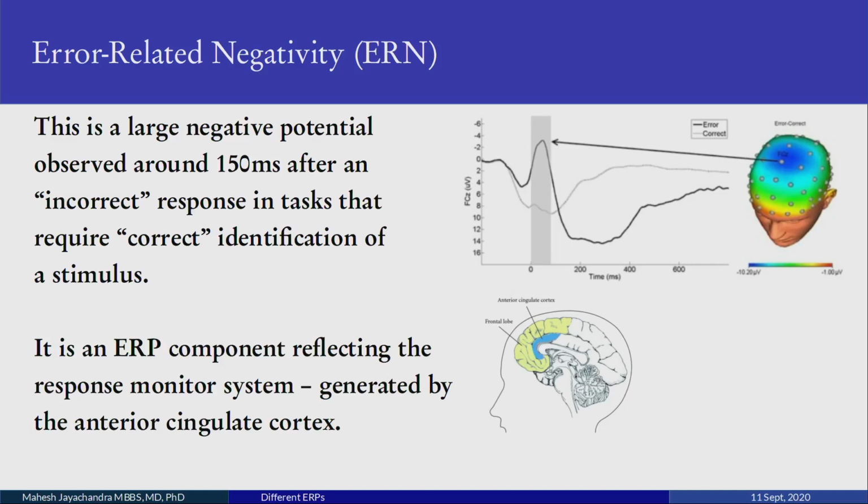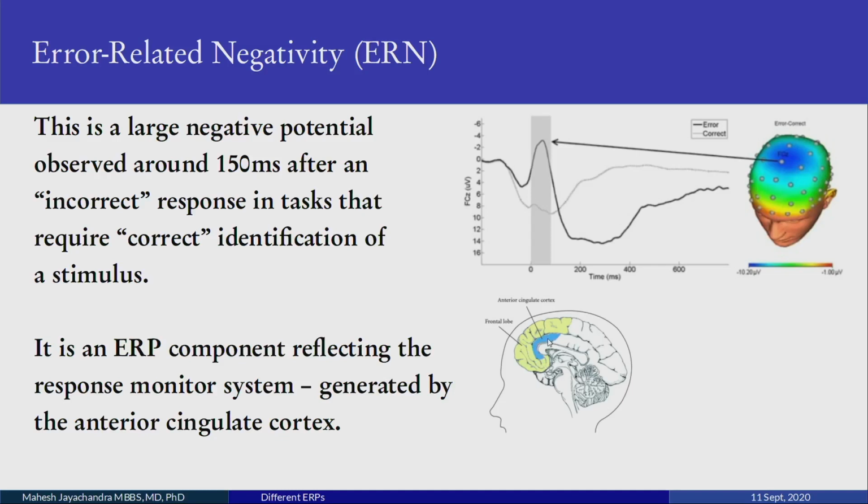Now, if you make a mistake, you get a response called the ERN, the error-related negativity, which comes about 150 milliseconds after the mistake. It is a component which is supposed to arise from the anterior cingulate cortex. This is looking at the right hemisphere with the left hemisphere removed, looking at it from the left side. And this is the area, the anterior cingulate cortex.